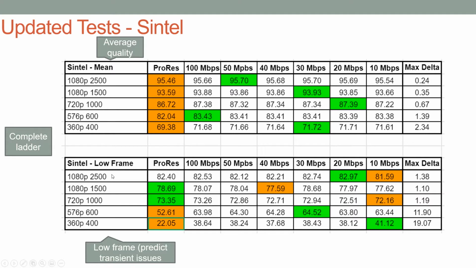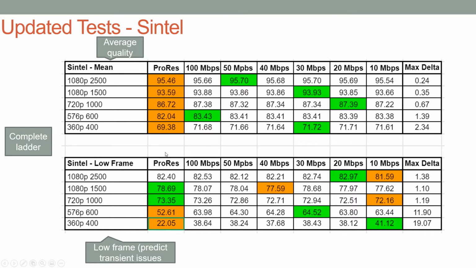I also looked at low frame score, which is a predictor of transient quality problems. And what we see here is that we see very low scores here that are 11 points and 19 points different than the high scores here. So we're going to look at these frames and make sure that there were actual differences there.